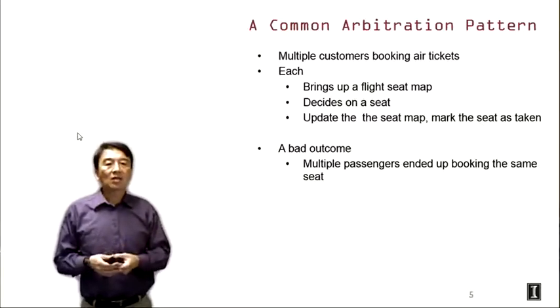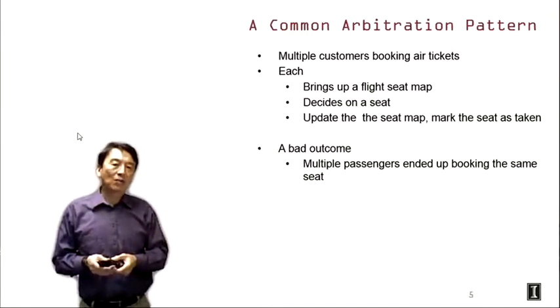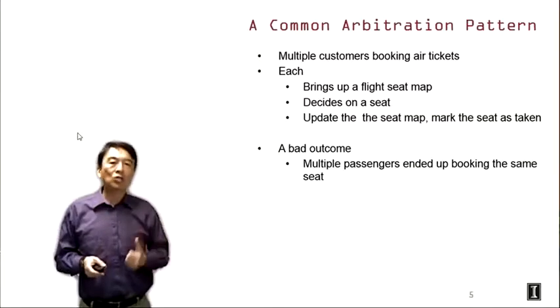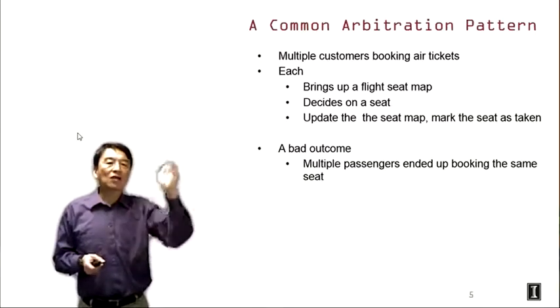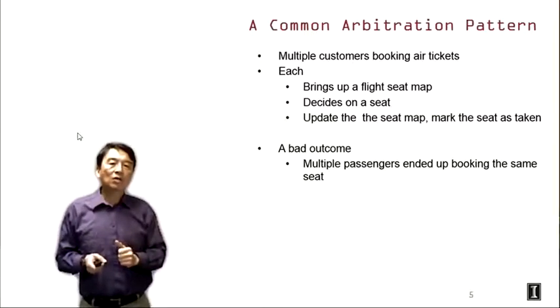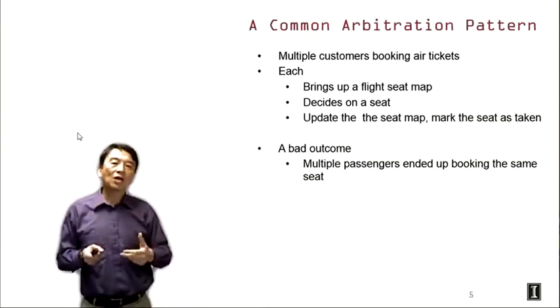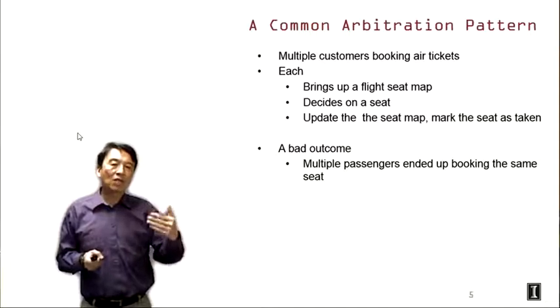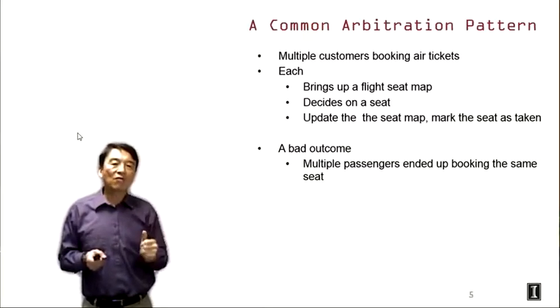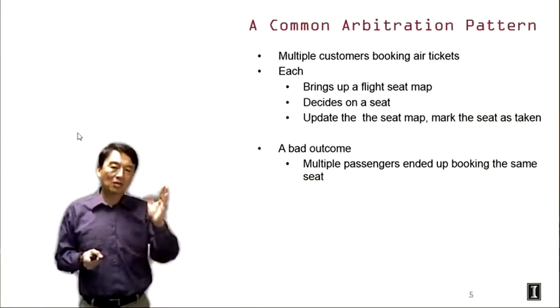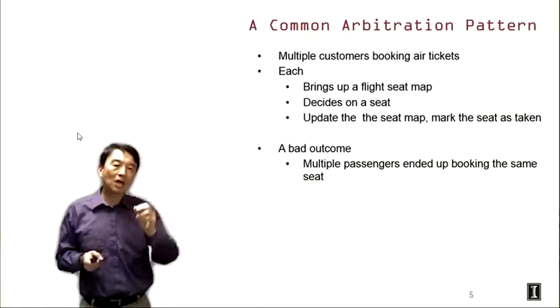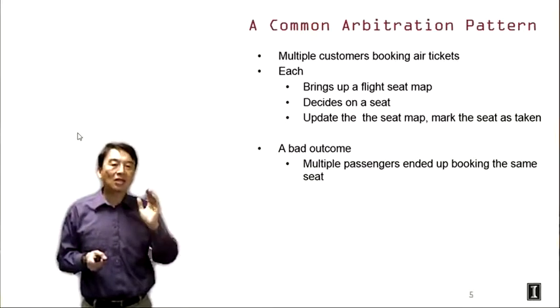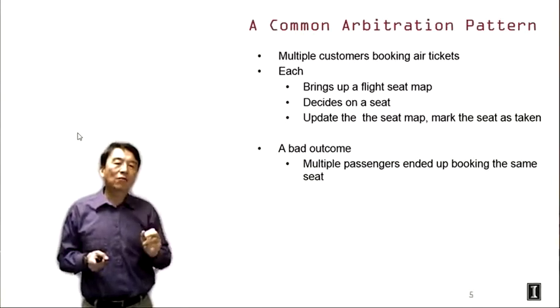Another common pattern of collaboration, coordination, or arbitration is a situation where multiple customers are trying to book airline tickets. Whenever they finish booking that airline ticket, they're going to reserve a seat, and it will bring up a flight seat map, and the person will decide on a seat, check that seat, and then update the seat map. So hopefully that seat will be reserved for this person.